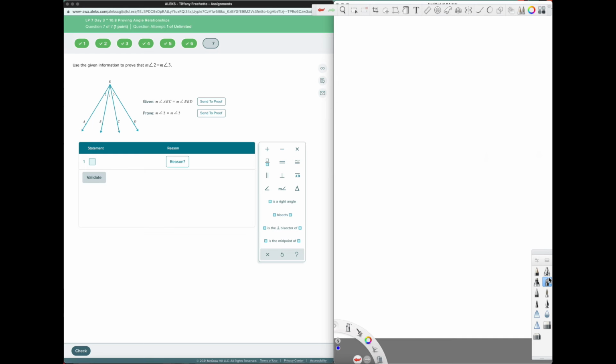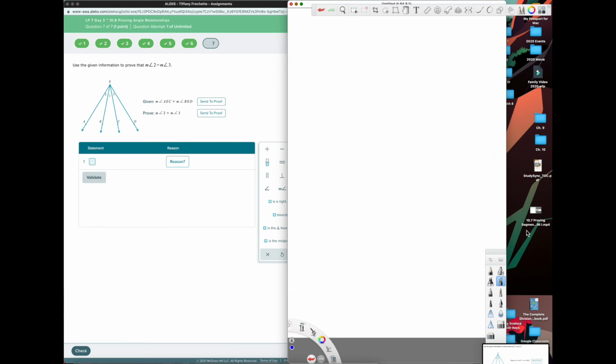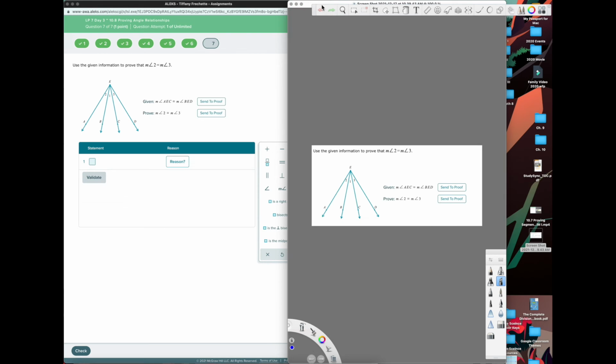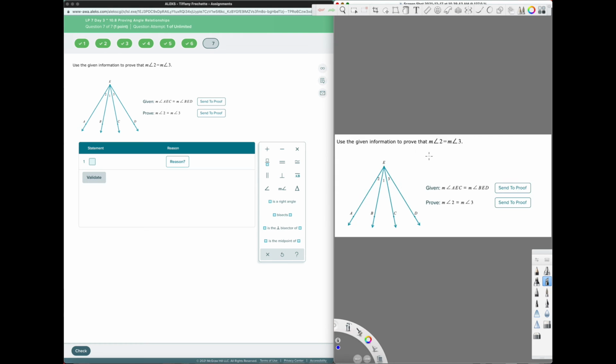I kind of like to take a picture here and put it on my little piece over here so I can actually mark it up. And I like to plan it out, kind of think about it before I start writing in the statements and the reasons here, because it makes it a little easier to run through the problem if I've already started to think about it.